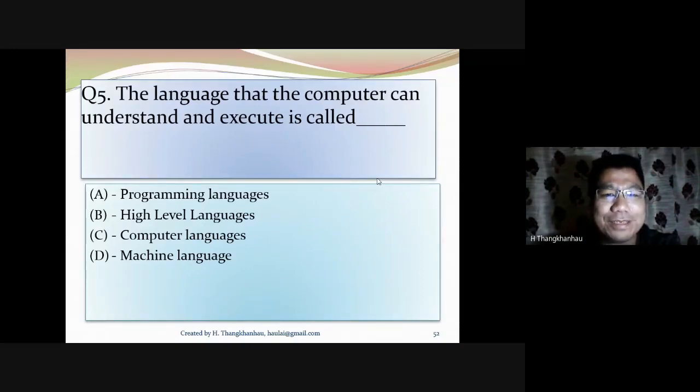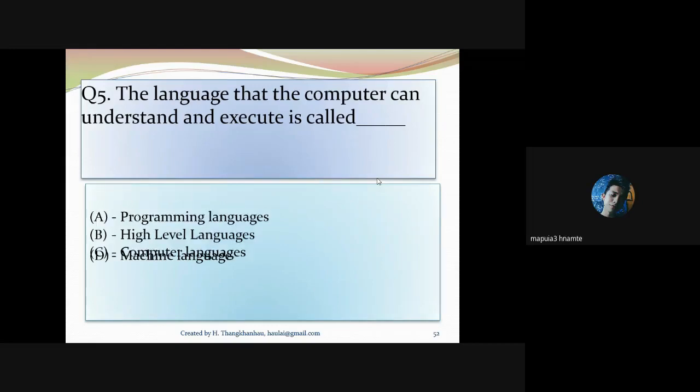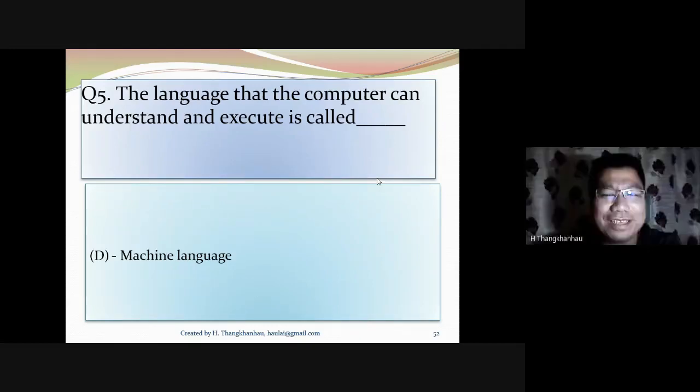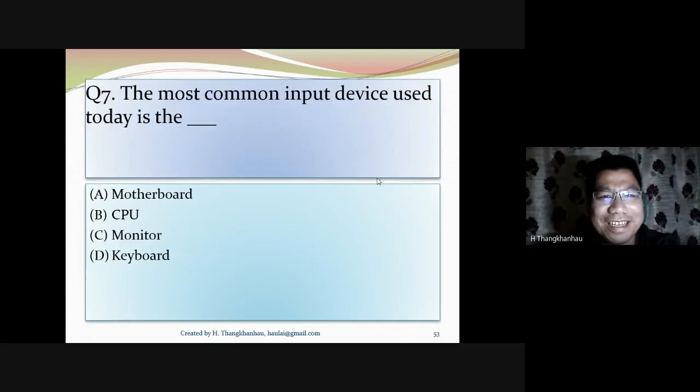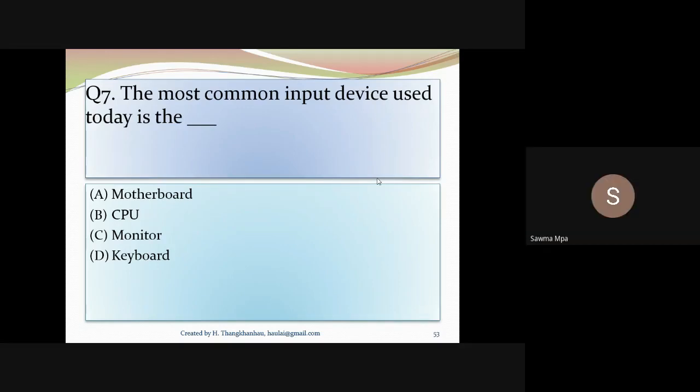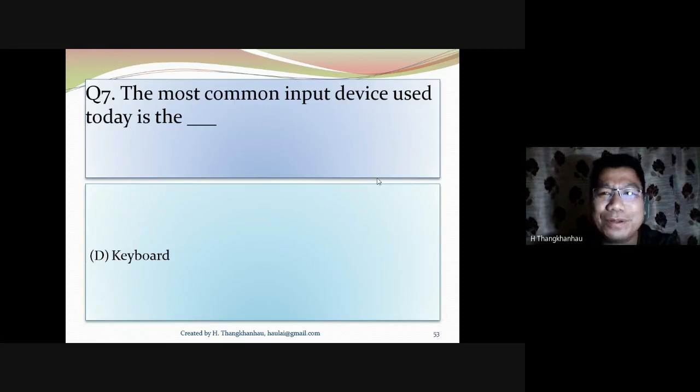I have explained this also just now. What language? A. Programming language. B. High-level language. C. Computer language. D. Machine language. It's machine language, zeros and ones. The most common input device used today is the keyboard. Okay, keyboard.